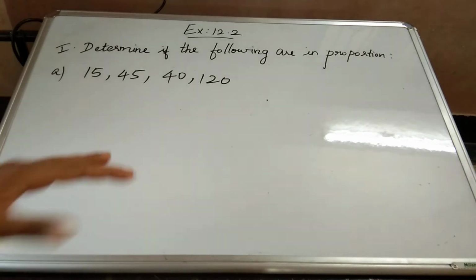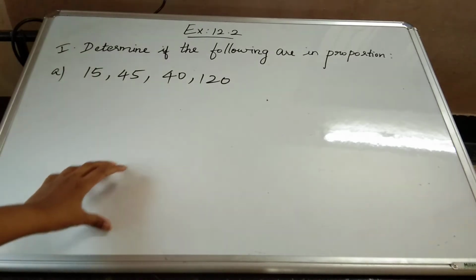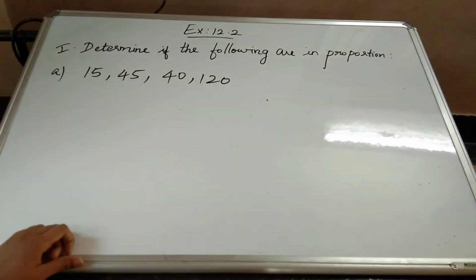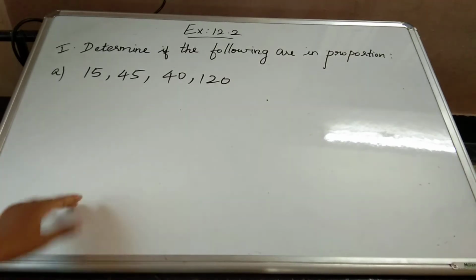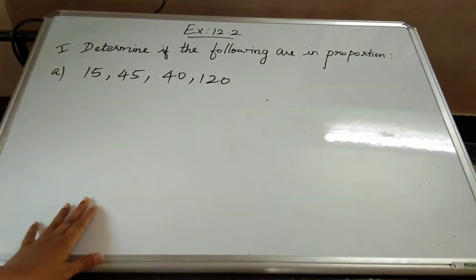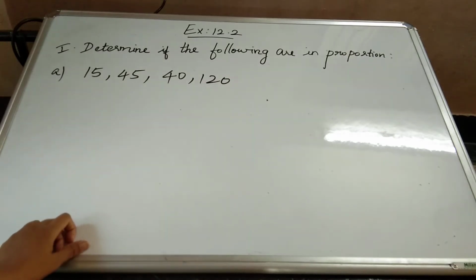So in this sum we will find the ratio, and we will see whether the ratios are equal. If they are equal, we can say that they are in proportion. Okay, let's see how to find the answer. So 15, 45, 40 and 120. How can we check whether the ratios are equal?